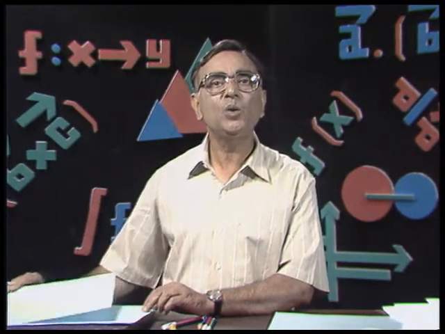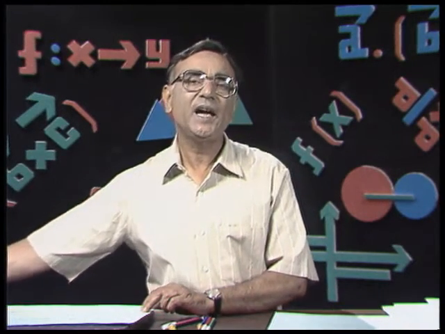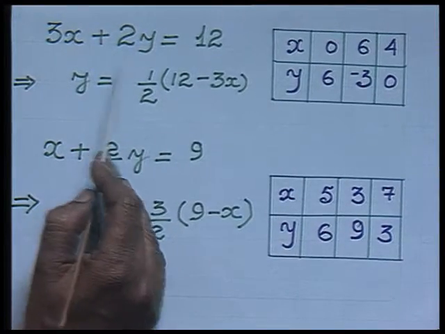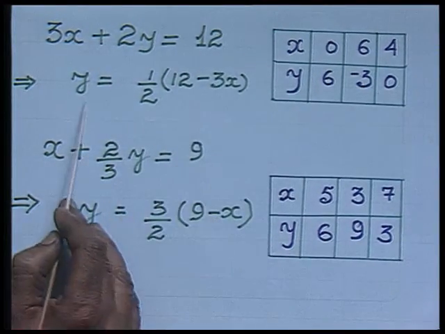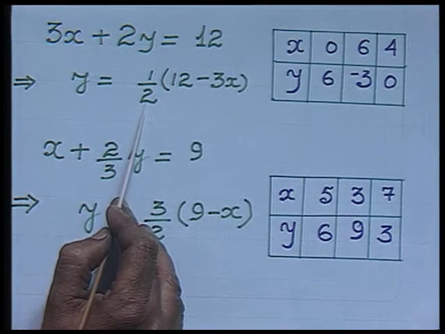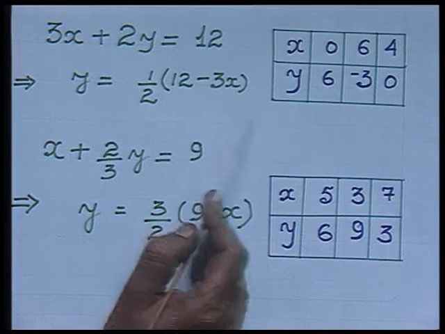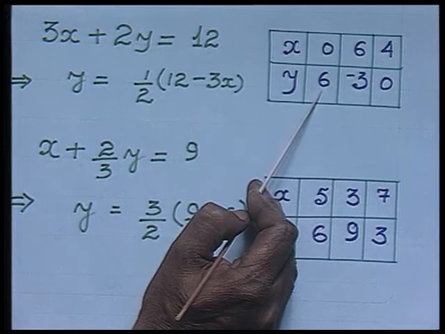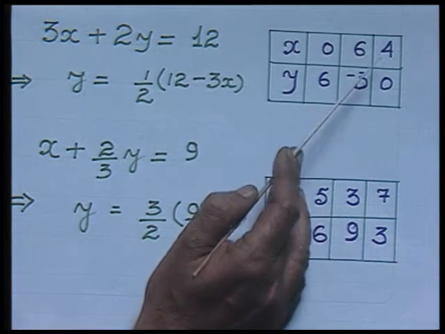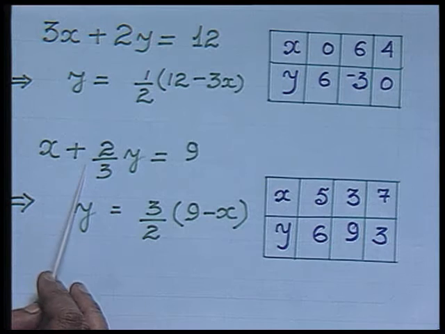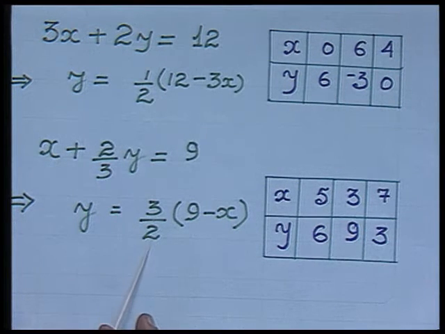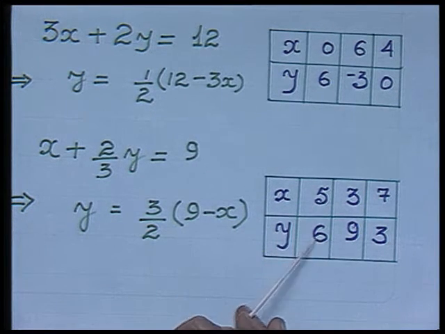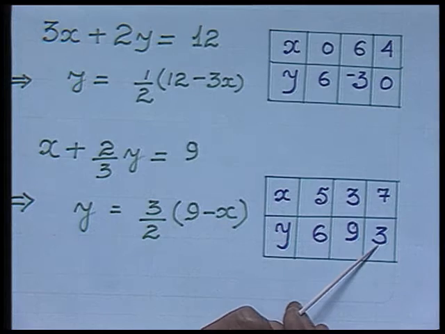But let us take now another case of a system of equations and plot their graph once again. So here the system with me is 3x plus 2y equals 12, and transforming into y, I get y equals 1 by 2 times (12 minus 3x), and the ordered pairs corresponding to this equation are (0, 6), (6, minus 3), and (4, 0). For the second equation, y equals 3 over 2 times (9 minus x), and the ordered pairs for this are (5, 6), (3, 9), and (7, 3).